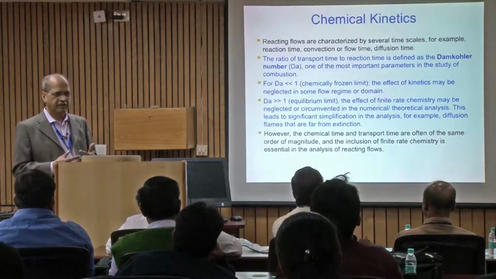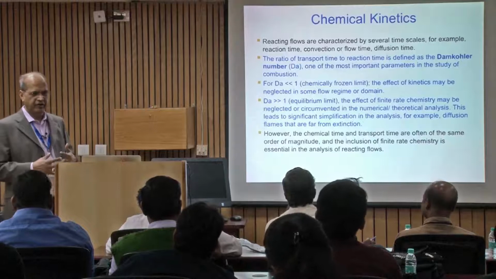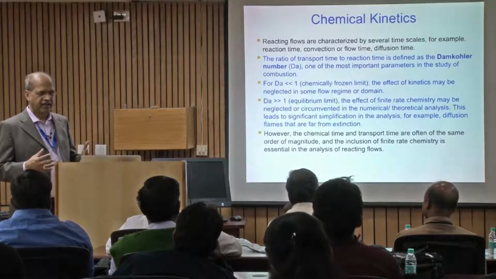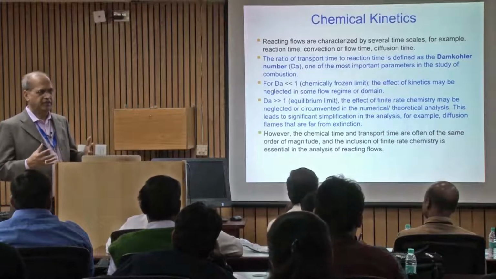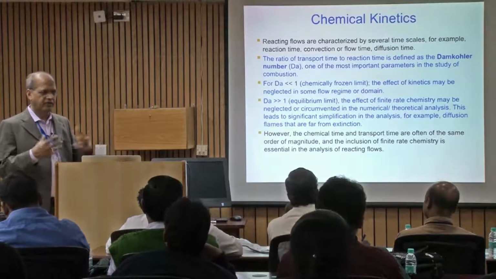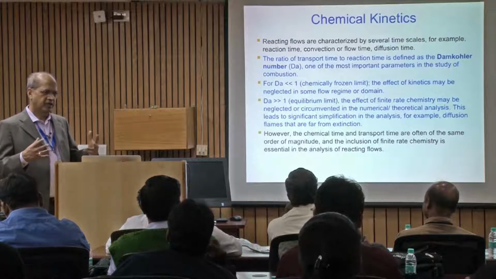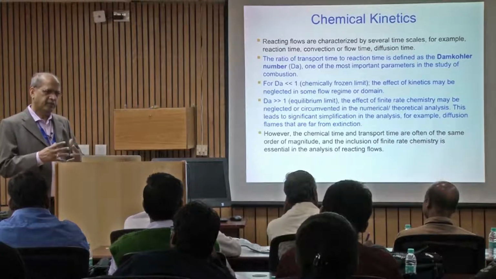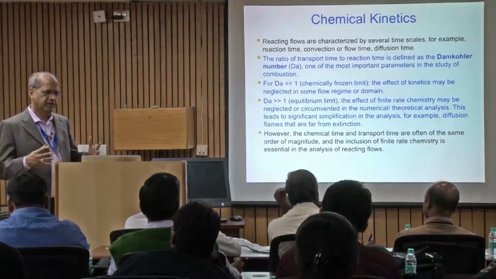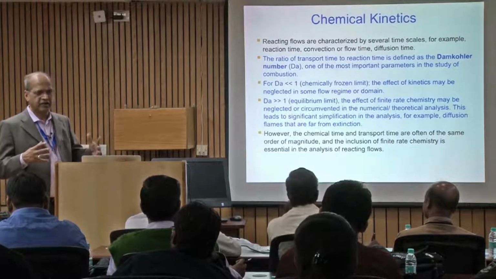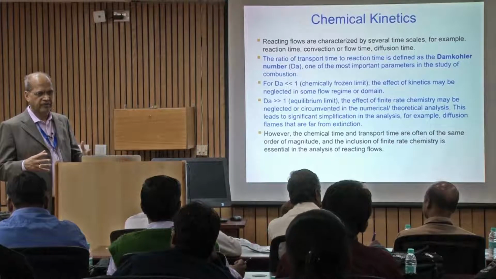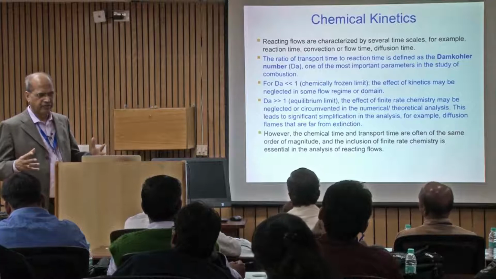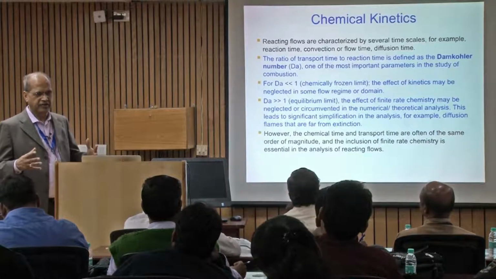When the Damköhler number is large, you have a well-defined flame. Many times you can neglect the effect of chemistry because reactions are going on very fast. Then the diffusion flame process is determined by the transport phenomena rather than the reaction, because the reactions are almost instantaneous. So the limit is the infinite Damköhler number, where the reaction rates are infinite.